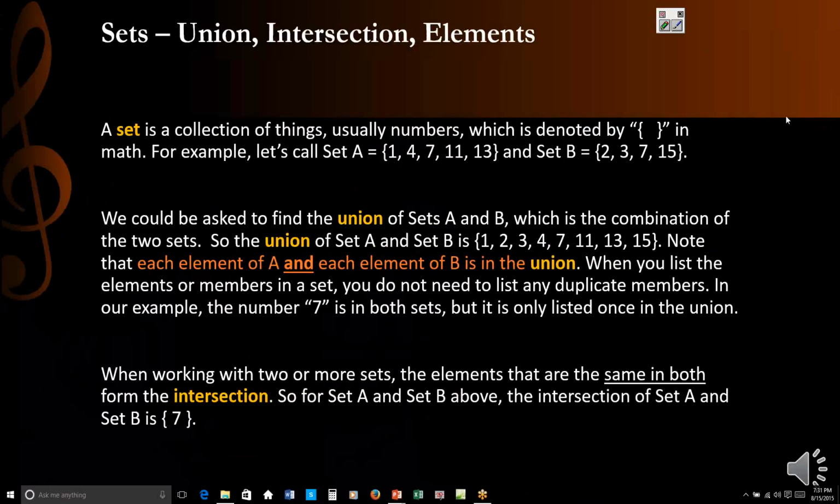When you list the elements or members in a set, you don't need to list any duplicate members. In our example, the number 7 is in both sets, but it is listed only in the union one time. When working with two or more sets, the elements that are the same in both form the intersection. So for set A and set B above, the intersection of set A and set B would be 7, because 7 is in this one and 7 is in that one. And so remember, when you're working with the intersection, you want to look for elements that are the same in both sets.